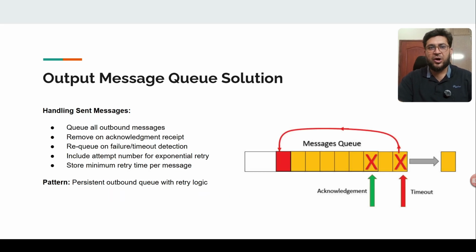So what is the solution, the output message queue solution? Here you can see in the diagram, it queues all output messages. We will keep all the messages in a queue, and when any consumer acknowledges the message, just remove the message from the queue. And if any message fails or a timeout occurs, just requeue the message and include the attempt number for exponential retry. So we can add the retry mechanism, and store a minimum retry time per message. So we can also define a minimum retry time for each message. Okay, so this is the output message queue.